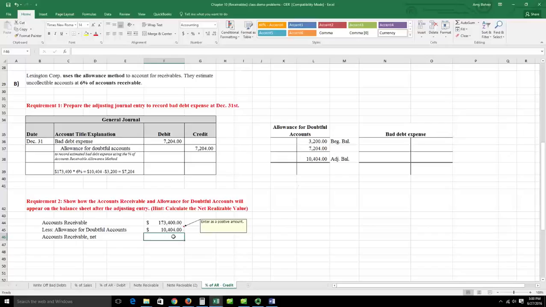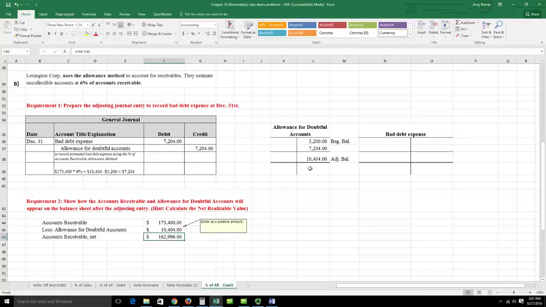And so now to figure out my net realizable value, I just subtract these two, because remember, this one has a debit balance, accounts receivable carries a normal debit balance, and the allowance for doubtful accounts carries a normal credit balance. So when you net these two together, you just have to subtract them. 173,400 minus the 10,400. So my net accounts receivable balance should be 162,996. That's the amount that I expect to collect if I'm using the percent of receivables method to estimate my bad debts.